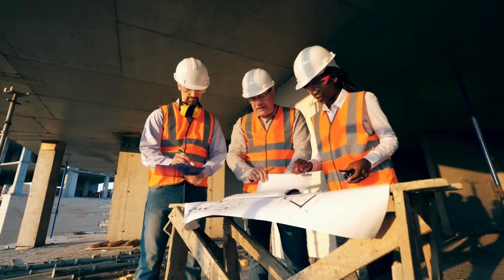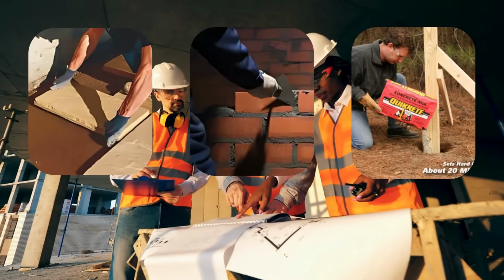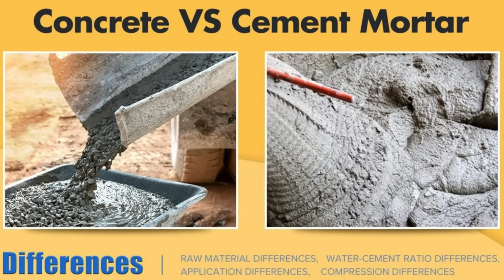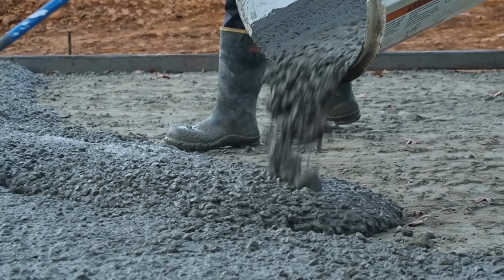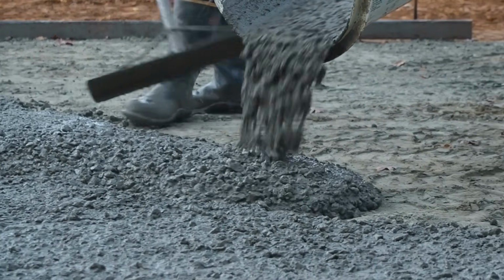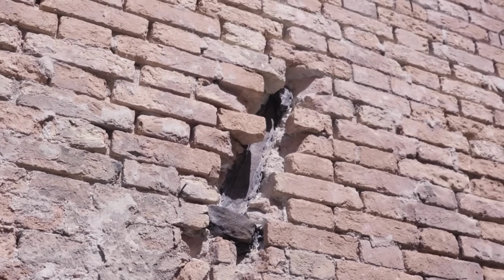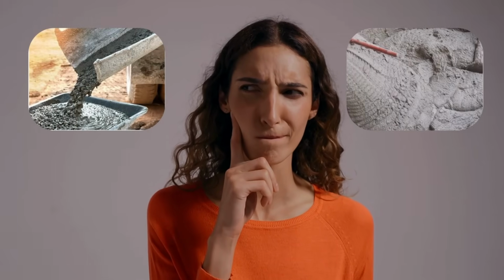When it comes to construction, whether you're laying a patio, building a wall, or setting fence posts, you've probably come across the terms concrete and mortar. At first glance, they might seem like interchangeable materials, gray, hard, and made from similar ingredients. But using the wrong one for your project can lead to some major issues down the line. So what exactly is the difference between concrete and mortar?